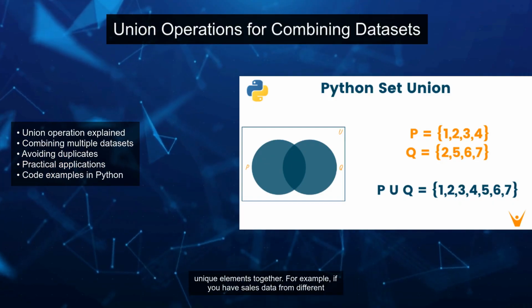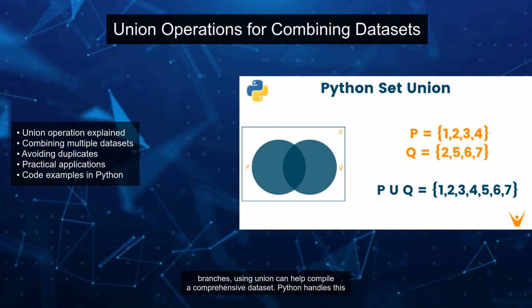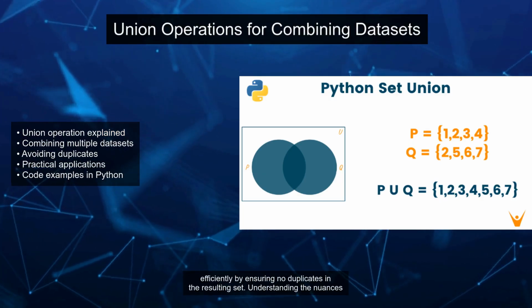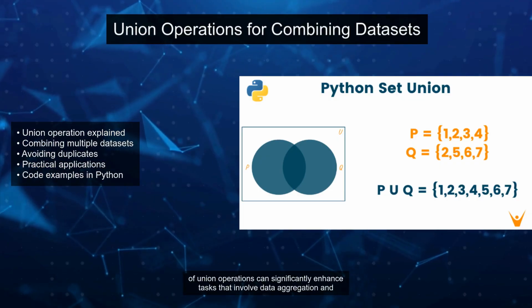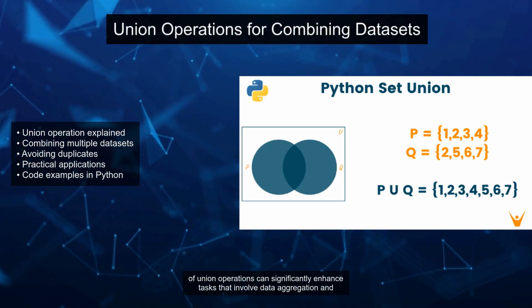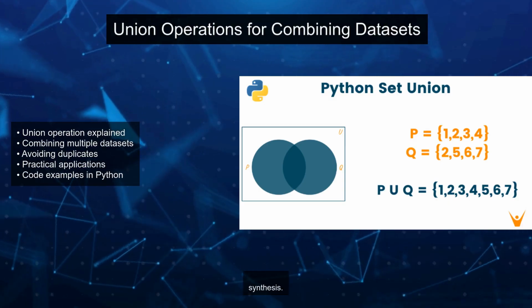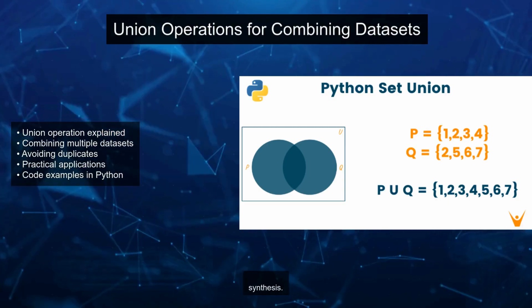For example, if you have sales data from different branches, using union can help compile a comprehensive dataset. Python handles this efficiently by ensuring no duplicates in the resulting set. Understanding the nuances of union operations can significantly enhance tasks that involve data aggregation and synthesis.